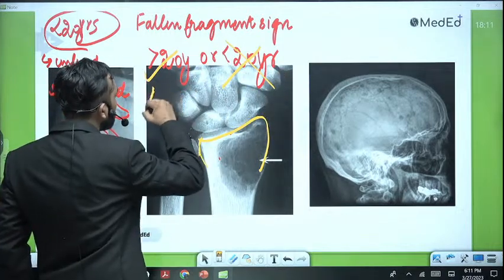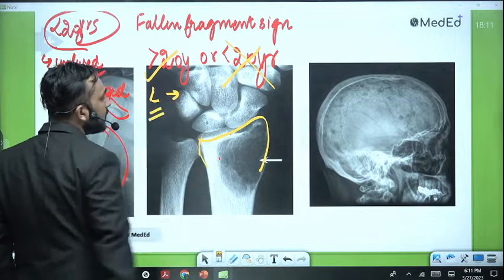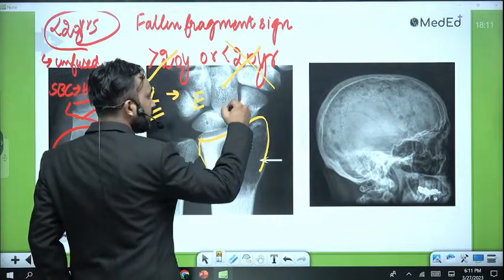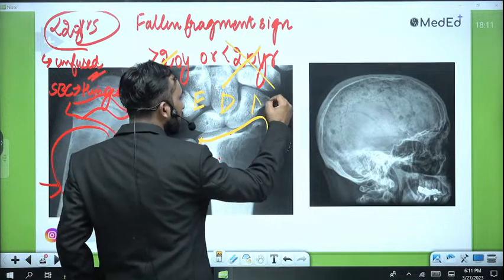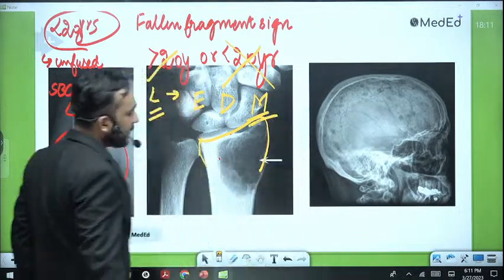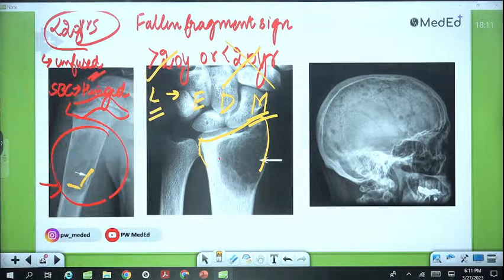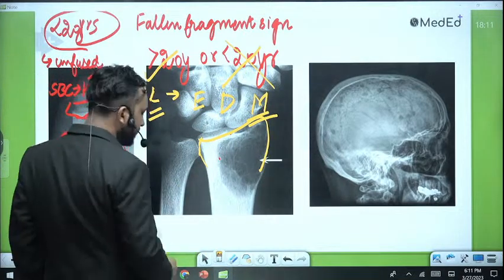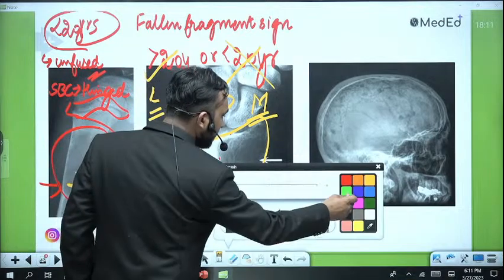If we talk about location, what is the location of the lesion? Is it located in the epiphysis? Is it located in the diaphysis? Or is it located in the metaphysis? What is the location of these lesions?